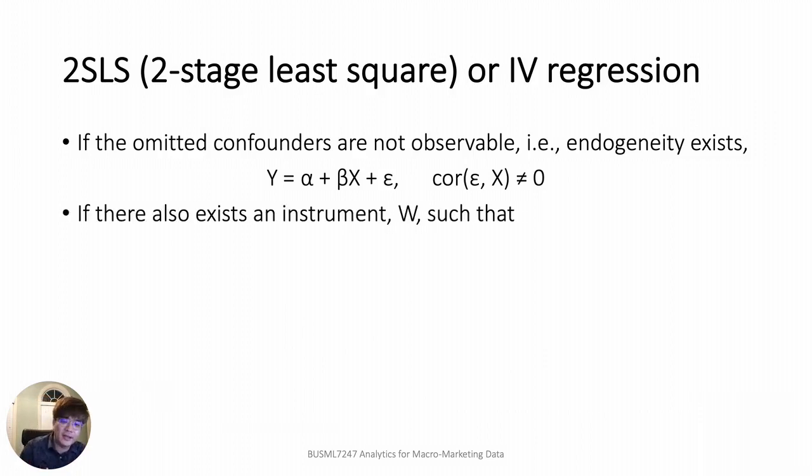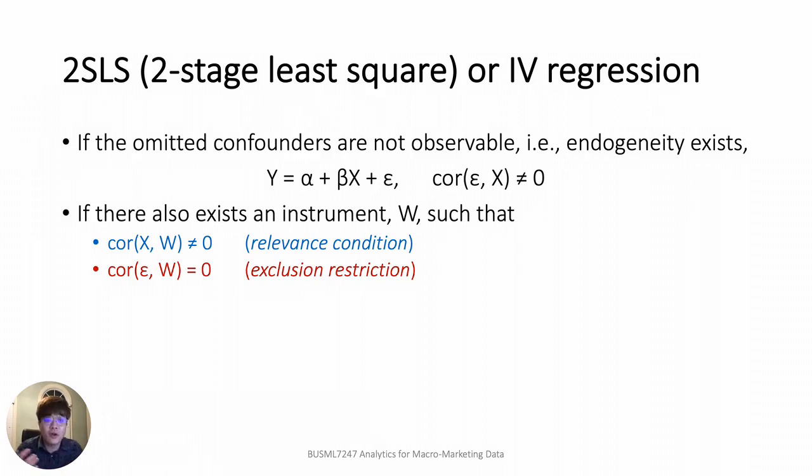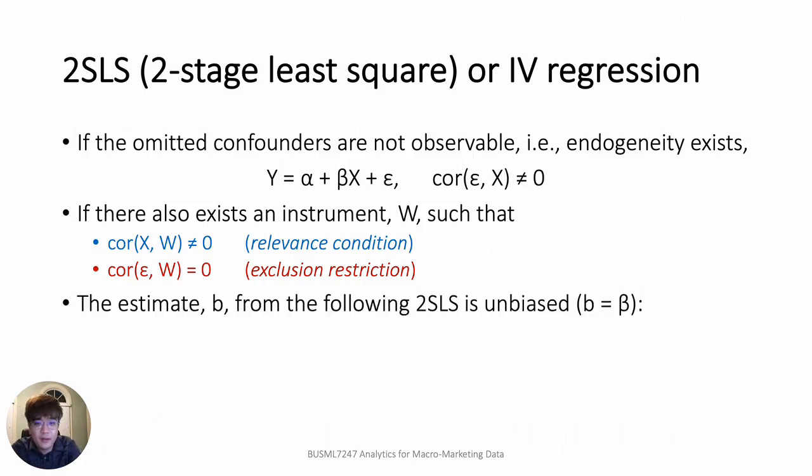And if there exists an instrument W, then W is correlated to the endogenous variable X, and W is uncorrelated with the error. The first condition is called the relevance condition, and the second one is called the exclusion restriction. Then, the unbiased estimate of the effect of the endogenous variable, B, can be obtained through the following regressions.